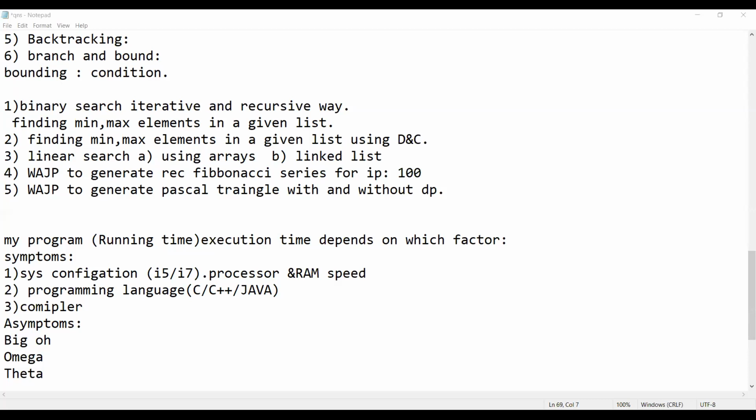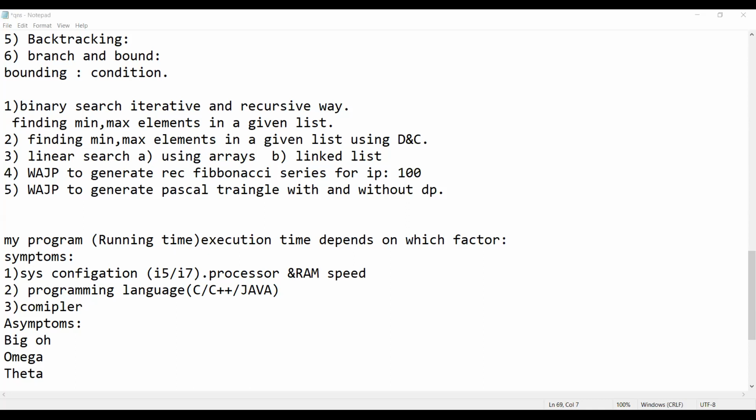If this algorithm is already running in linear time, try to reduce it. If it is running in quadratic time, then try to reduce it. In this way, first of all, we need to analyze some of the algorithms, then we can go for this. So now here, the properties of an algorithm are input, output, finiteness, effectiveness, and definiteness.